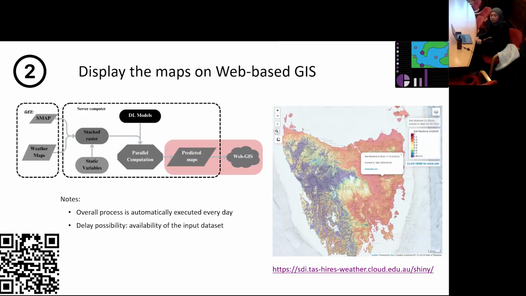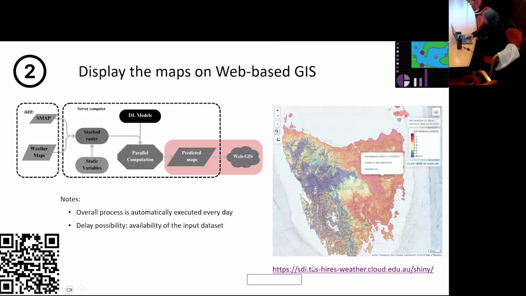So this workflow is automatically executed every day. And just a little note: if there is a delay, it's possibly because there is a delay in the input dataset. If everything is okay, people can access the soil moisture map for the recent dates.